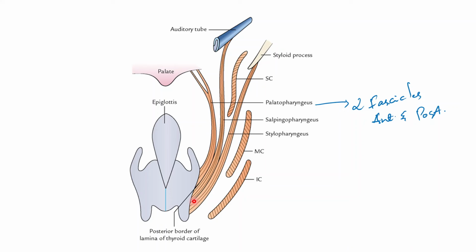So this is about the three longitudinal or the intrinsic group of muscles. When we talk about the actions of all the three longitudinal muscles, they elevate the larynx and shorten the pharynx during swallowing. So this is the action of the internal group of muscles.